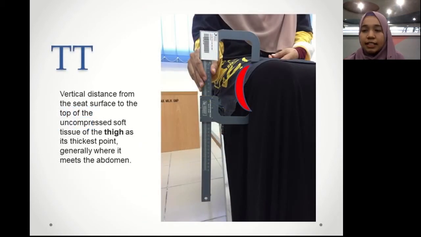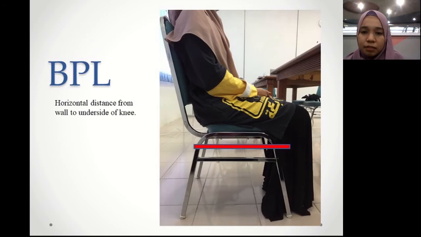Then the thigh thickness. Thigh thickness is the vertical distance from the seat surface to the top of the uncompressed soft tissue of the thigh at its thickest point, generally where it meets the abdomen. So you can refer here. Then the buttock popliteal length is the horizontal distance from the wall to the underside of the knee. So you can see this is the measurement at the red horizontal line.